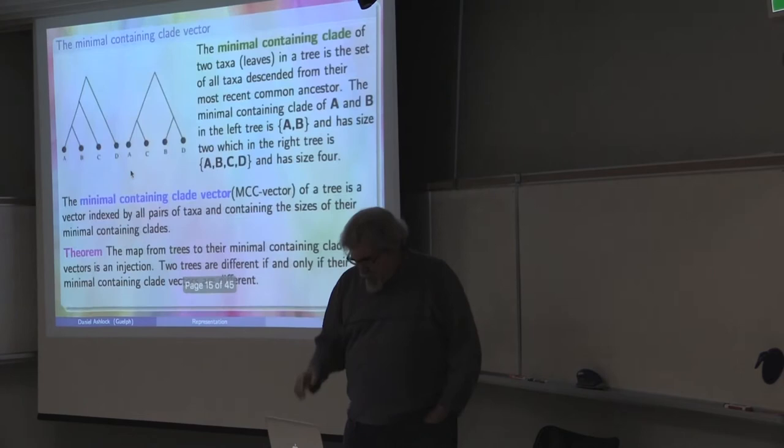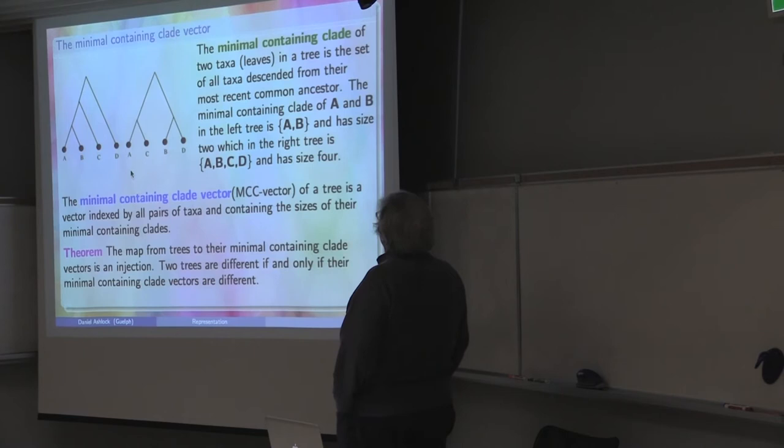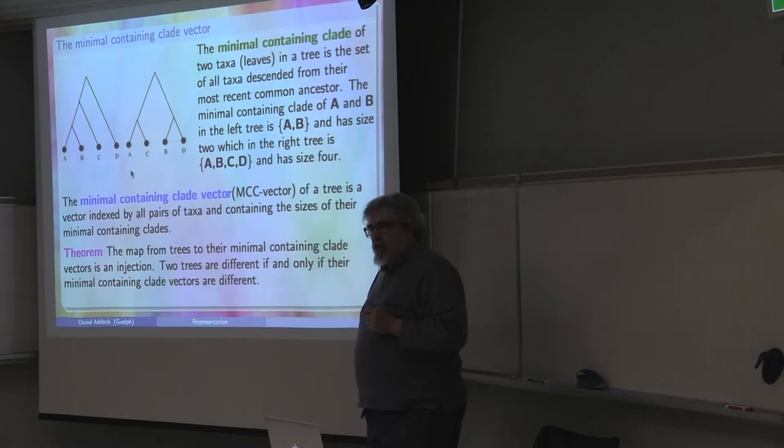So the minimal containing clade of two taxa in a tree is the set of all taxa descended from their most recent common ancestor. The minimal containing clade of A and B in the tree on the left is AB, but on the right it's ABCD. And so the size of the minimal containing clade is a very simple measure of how closely related two things are. The minimal containing clade vector of a tree is a vector indexed by all the pairs of taxa and containing the size of the minimal containing clade. So you just compute all of them.